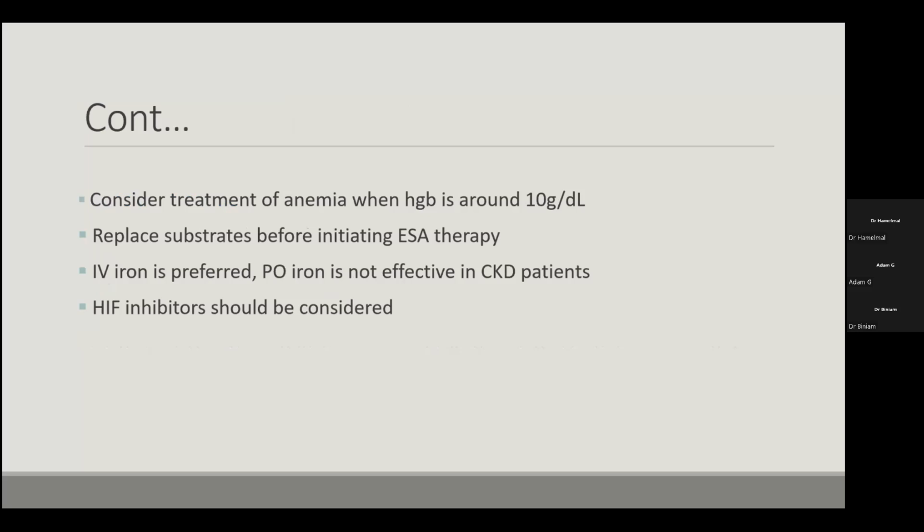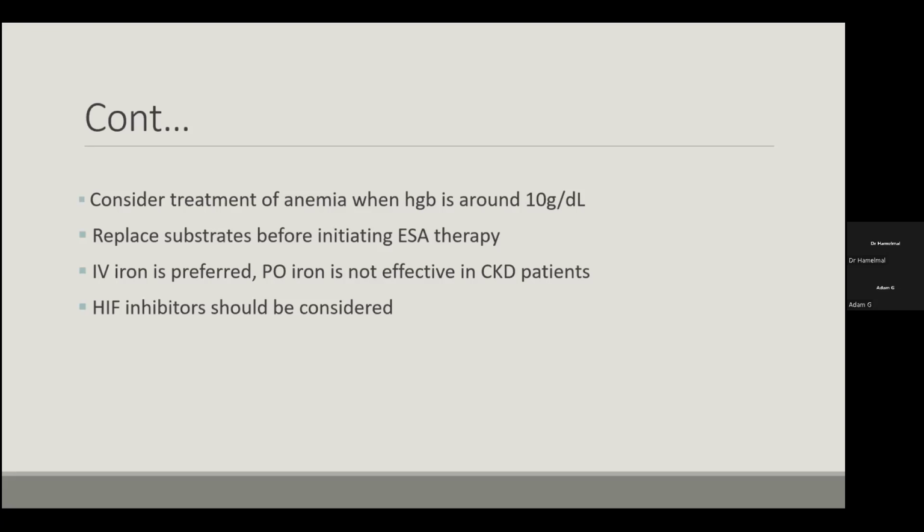Another principle is considering anemia treatment when hemoglobin is around 10 grams per deciliter. Less than 12, we should consider treatment and plan treatment, but when hemoglobin is around 10, we should definitely start. Treatment is an individualized target. There is no direct number, but in patients higher than 10, we may consider treatment of anemia if we want to avoid blood transfusions and we want to transplant. And we have to always replace substrates before initiating erythropoietin-stimulating agents. Iron should be replaced, and other substrate deficiencies, B12 and folate. Folate deficiency is very common in patients on dialysis, so folate and B12 should be replaced. IV iron is the preferred option.